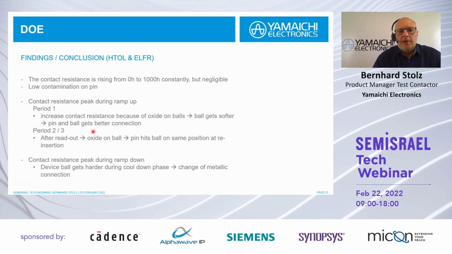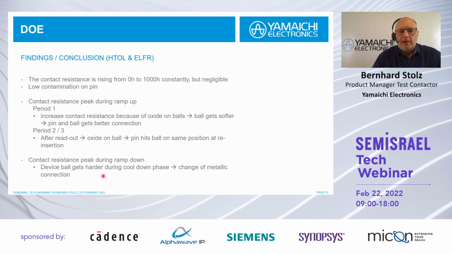In period 2 and 3, we saw also that we have an oxide on the ball, but in addition, actually a little bit of an oxide on the pin because of this light contamination. And then the contact resistance starts on a little bit higher level. And we have the same thing: when the temperature rises, the balls get softer, and the connection between the ball and the pin gets better. And so the contact resistance stabilizes.